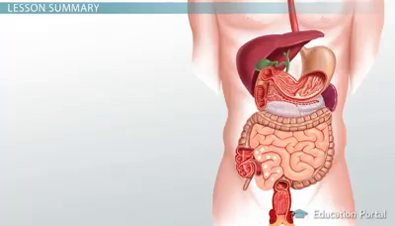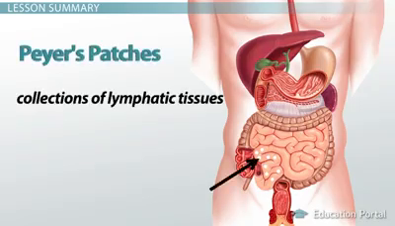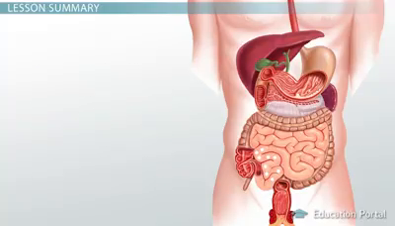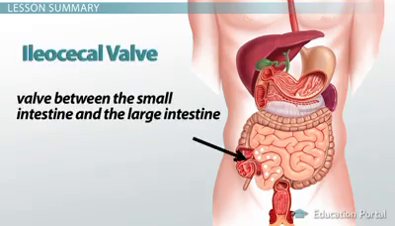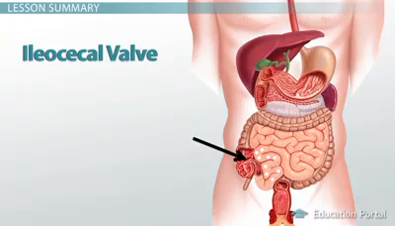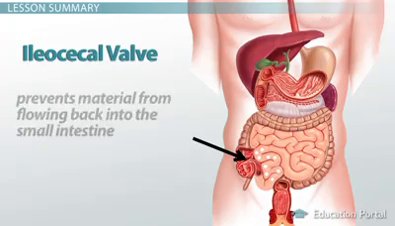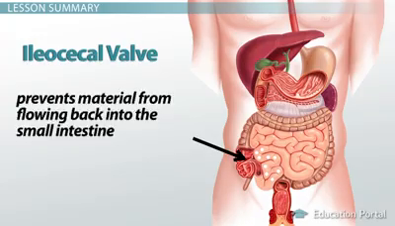The ileum also contains Peyer's patches, which are a collection of lymphatic tissues that prevent bacteria from entering the bloodstream. Once food passes through the small intestine, it's ready to pass through the ileocecal valve, which is the valve between the small intestine and the large intestine. This valve ensures that food continues on its one-way path through the digestive tract because it prevents material from flowing back into the small intestine.